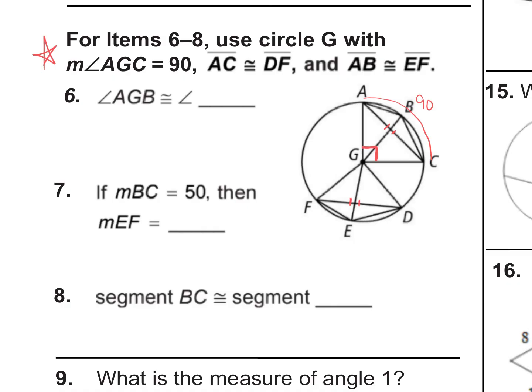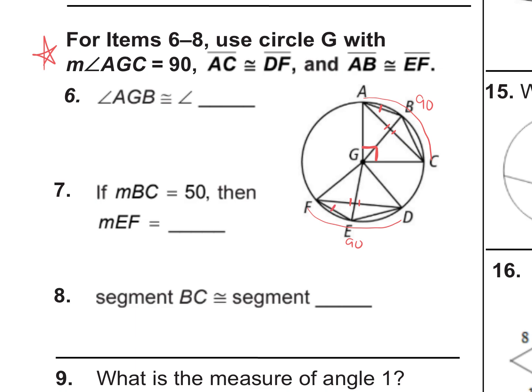It also tells us that AC is congruent to DF. If I know that, what are these lines right here? They're chords. So what can I assume about their arc measures? They're the same. They would have to be the same. So what's this arc measure here? 90. Yep. Good. Also tells us that AB is equal to EF.